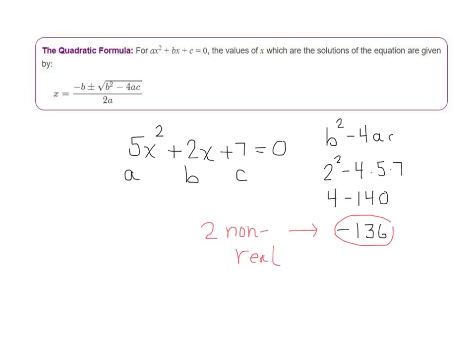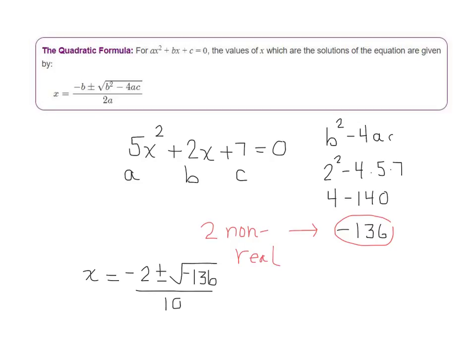So if we continue on with the rest of our quadratic formula, x equals the opposite of b, which would be negative 2, plus or minus the square root of negative 136, all over 2 times a, which would be 2 times 5 in this case, or 10.